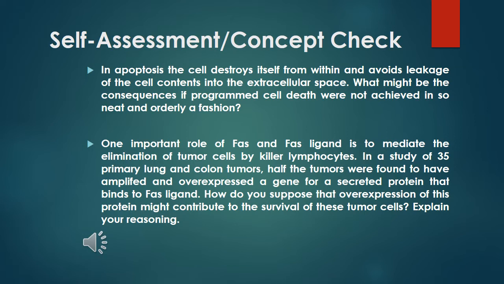In a study of 35 primary lung and colon tumors, half the tumors were found to have amplified and overexpressed a gene for a secreted protein that binds to FAS ligand. How do you suppose that overexpression of this protein might contribute to the survival of these tumor cells? Explain your reasoning.